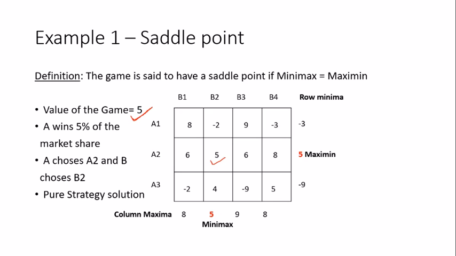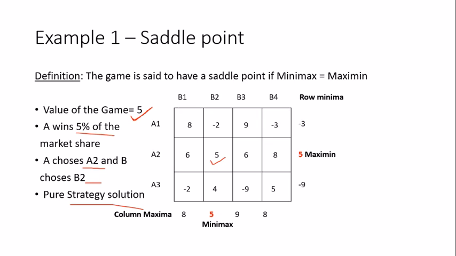And how much is A winning? 5%, because if you look at the statement of the question, these payoffs represent the market share. So A wins 5% of the market share. A chooses A2, B chooses B2. So that's a pure strategy solution.